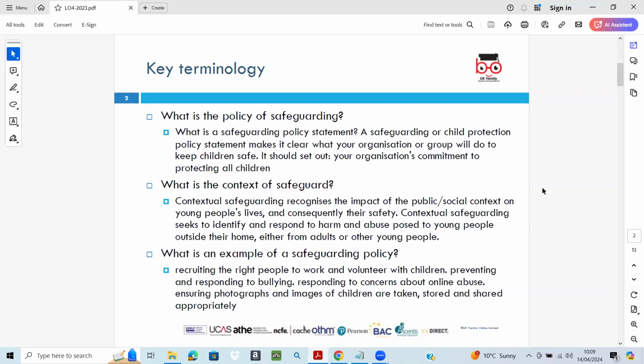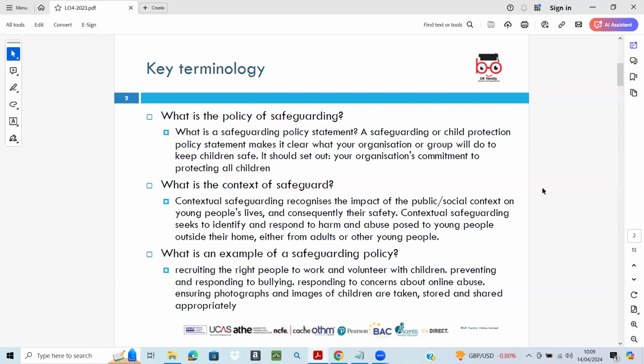Then moving on to a safeguarding policy statement. A safeguarding policy statement is a document that makes it clear what an organization or group will do to keep children safe and the vulnerable service users. What it does is outline the commitment of the organization to protecting all children and any individual who's vulnerable.